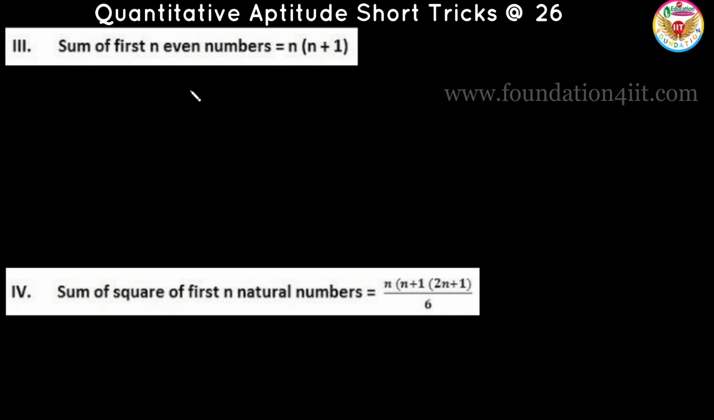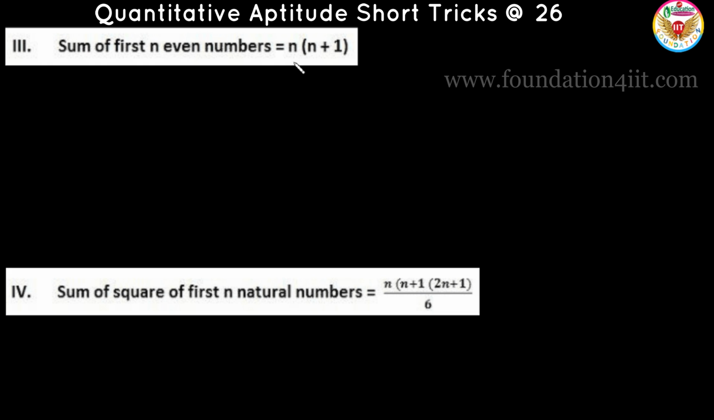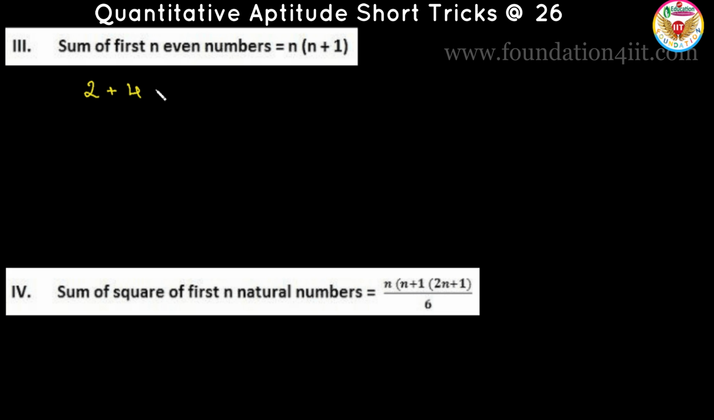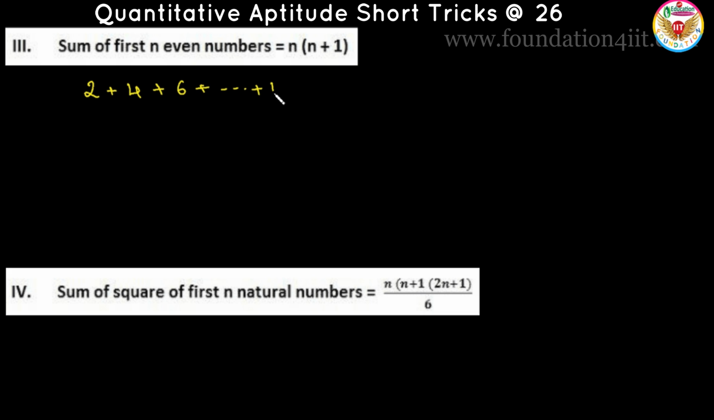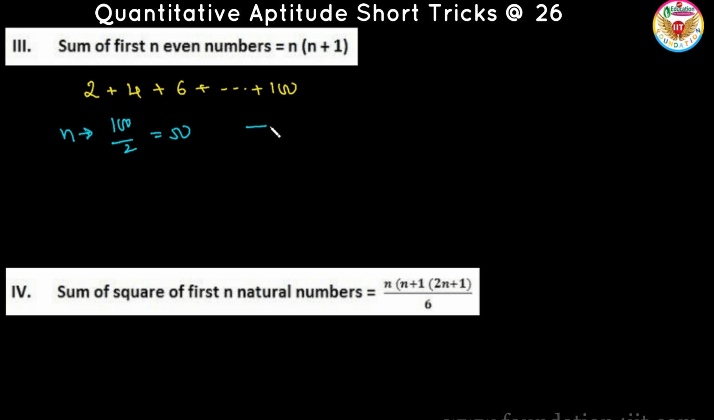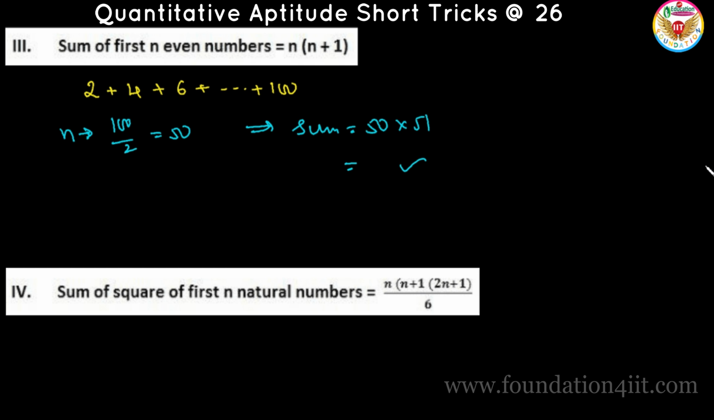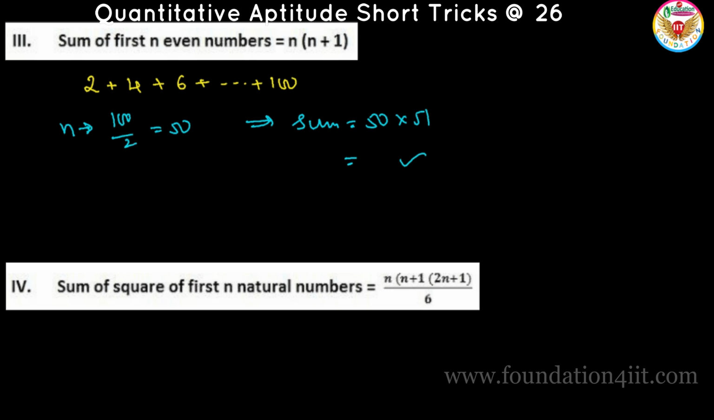The sum of the first even numbers is n into n plus 1. For example, 2 plus 4 plus 6 and so on plus 100. To find out the n value, just take the last number divided by 2. In this case, last number divided by 2 will give the n, so 50. Then you can find out the sum. Sum is equal to 50 into 50 plus 1, so 51. You just multiply, you'll get this. So we have the formulas for the odd and even.